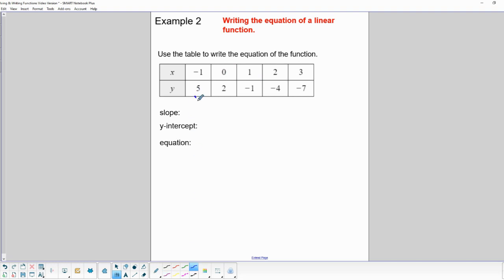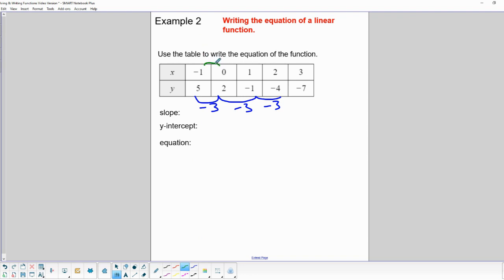So the change in y, if I look from one pair of numbers to the next, go from 5 to 2, I'm going down 3. If I go from 2 to negative 1, that's a decrease of 3. From negative 1 to negative 4, it's another decrease of 3. So I'm dropping by 3 in the y direction. What about in the x direction?